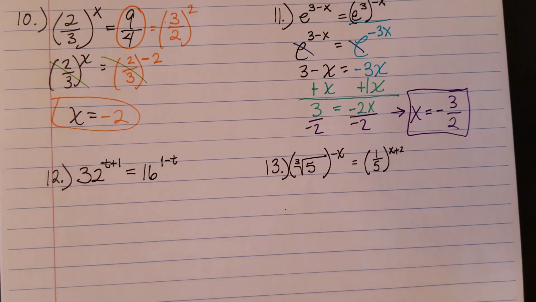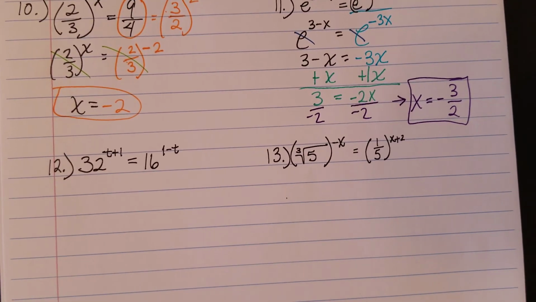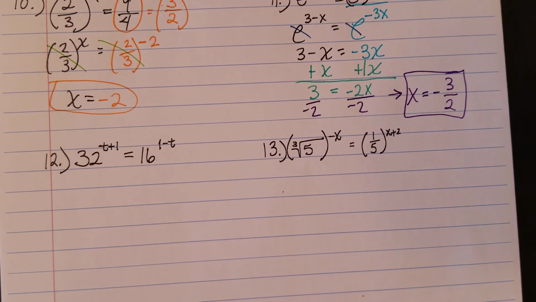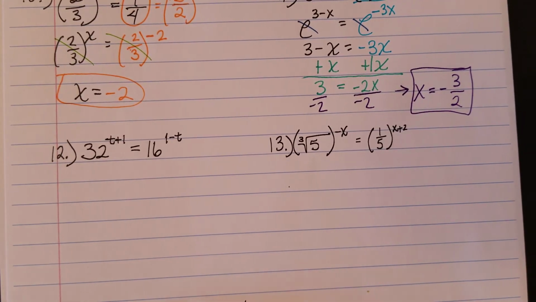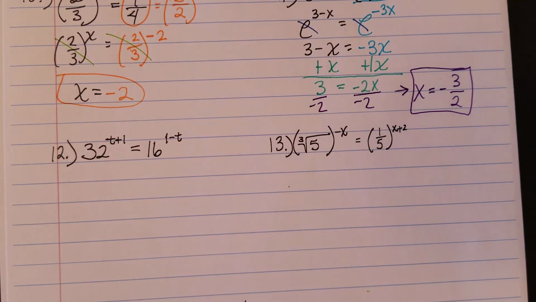All right, so number 12, we want to try to write both sides using the same base. However, 16 squared is a lot bigger than 32, so it's 16 and 32. It's going to be a smaller number. So try to think of what would be a smaller number that could be used as a base for both the 32 and the 16.